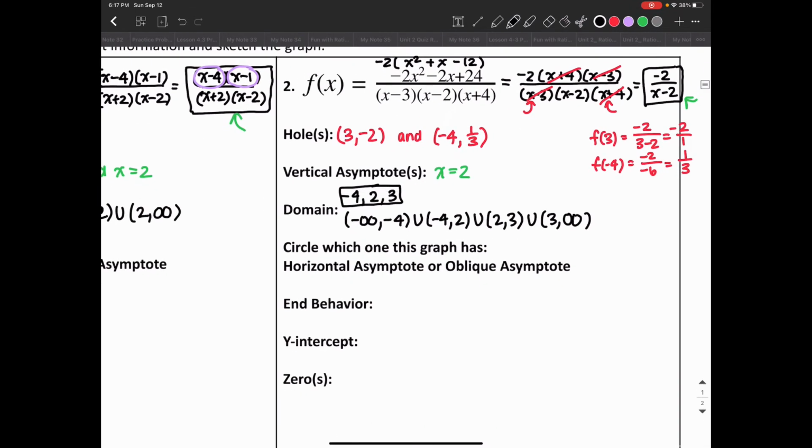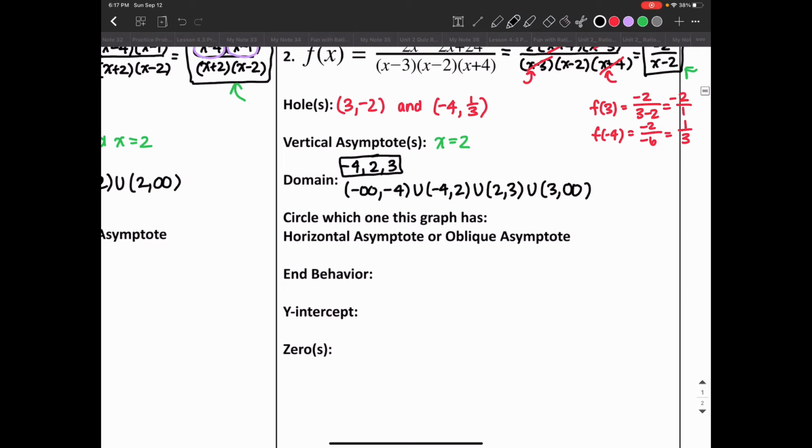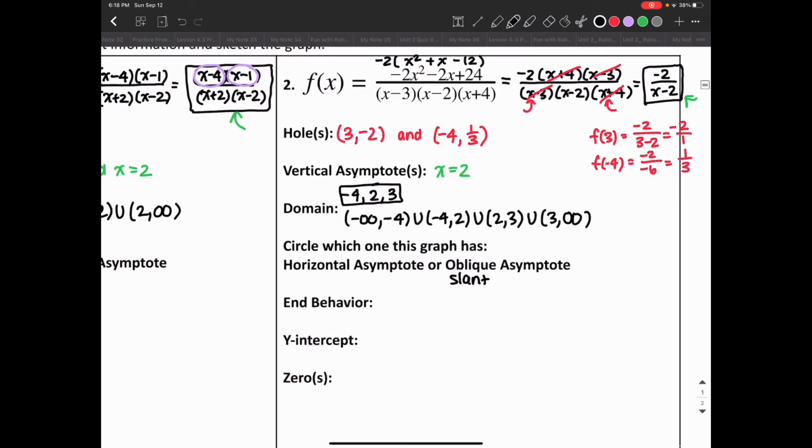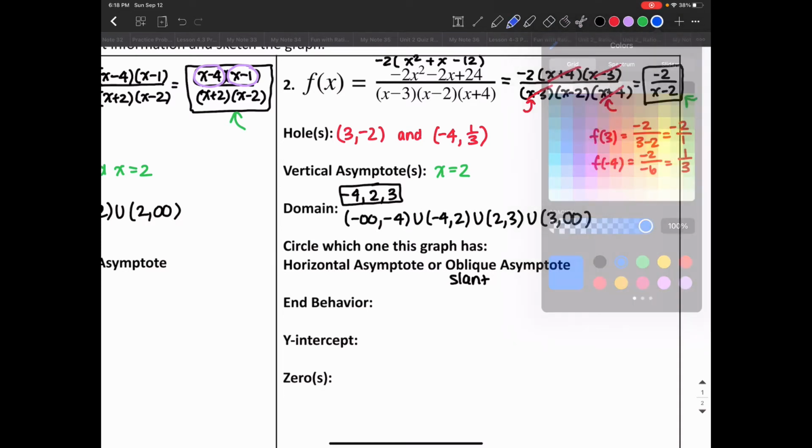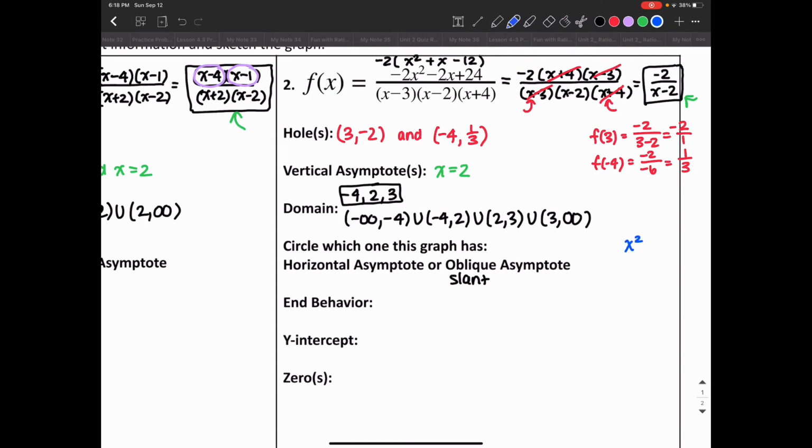I want to circle which one this graph has. Sorry. A horizontal asymptote or oblique asymptote. Oblique just means slant. It's a different word for slant. So slant asymptote or horizontal asymptote, in this case, I have the highest power in the numerator is x squared, and the highest power in the denominator is x cubed if I was to FOIL this. And so that means it's bottom heavy, which means it's a proper fraction, and I have my base situation, a horizontal asymptote at y equals 0.